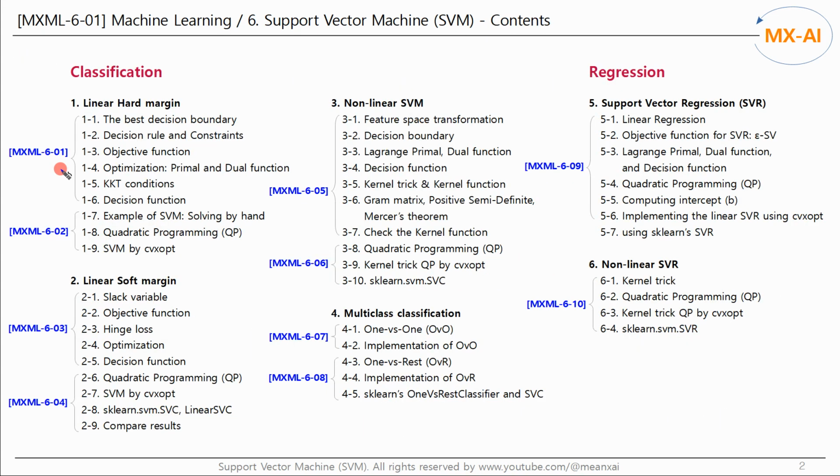So far, we have looked at the basic algorithm of SVM for linear hard margin. In the next video, we will implement SVM by solving the QP problem of a dual function using the CVXOpt library.